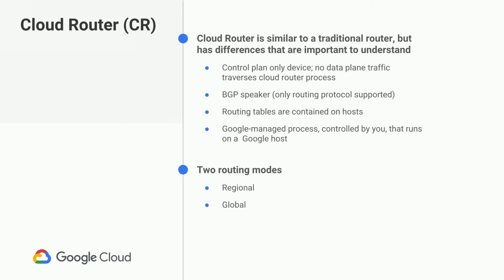So when the VM needs to communicate to something, be it another VM or maybe your router that is on-prem, it's actually going to route directly to that IP address because it has that routing table on the VM itself.